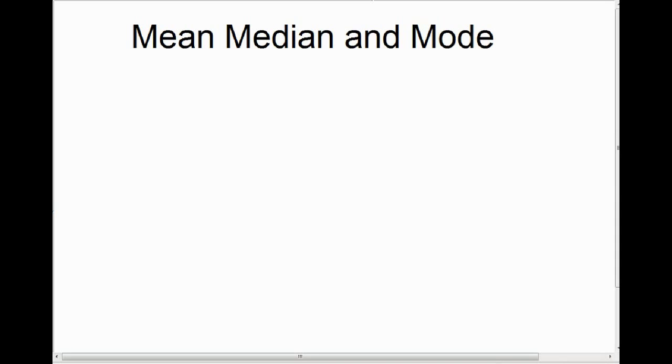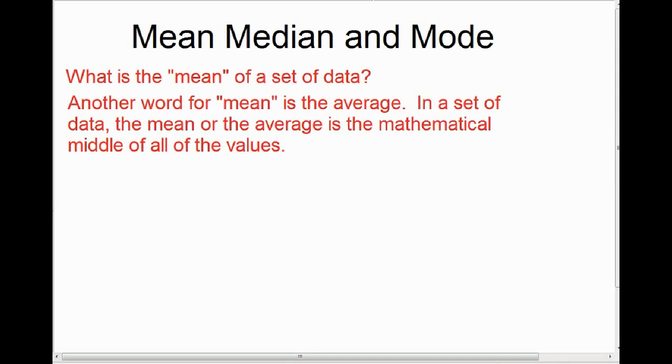And the first one we're going to look at here is mean. And the first question you're probably going to want to ask yourself is, well, what is mean? Another word for mean that's more commonly used is the average. And in a set of data, in a set of numbers, so if you have several numbers in front of you, the mean or the average is the mathematical middle or center of all those values.